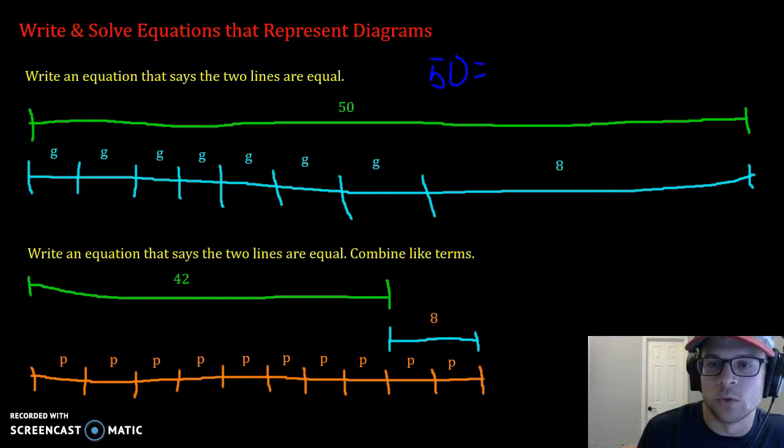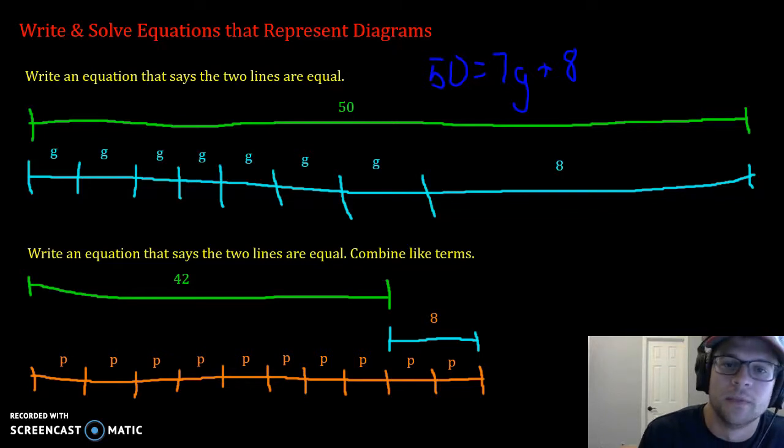50 equals, and then this green line, there are a bunch of g's. Let's count how many specifically: 1, 2, 3, 4, 5, 6, 7 g's, and then an 8. That is the equation that says that those two are equal.